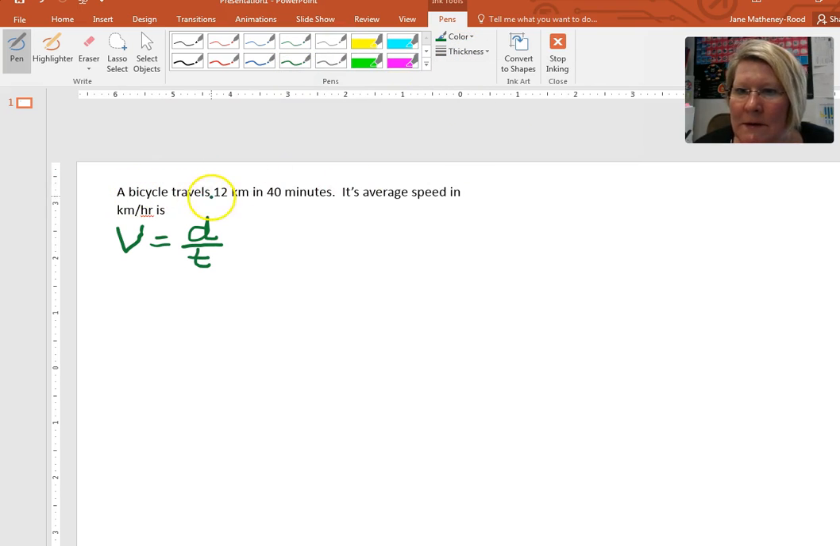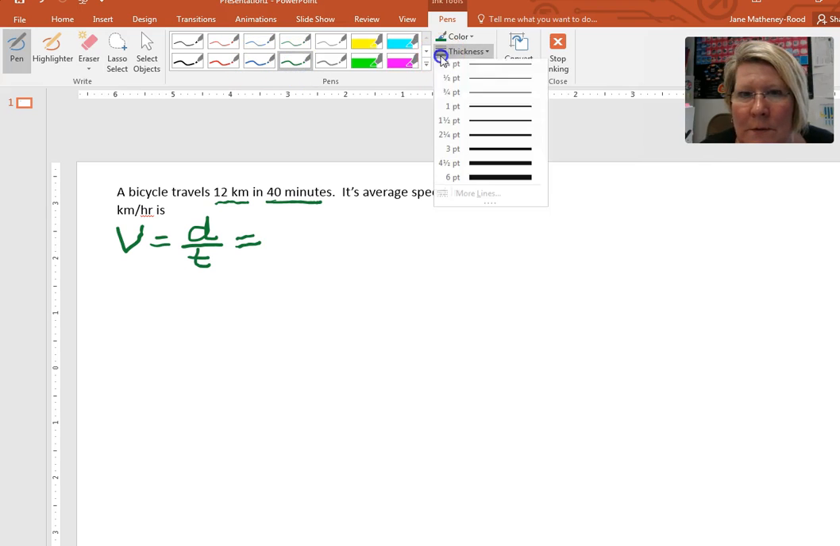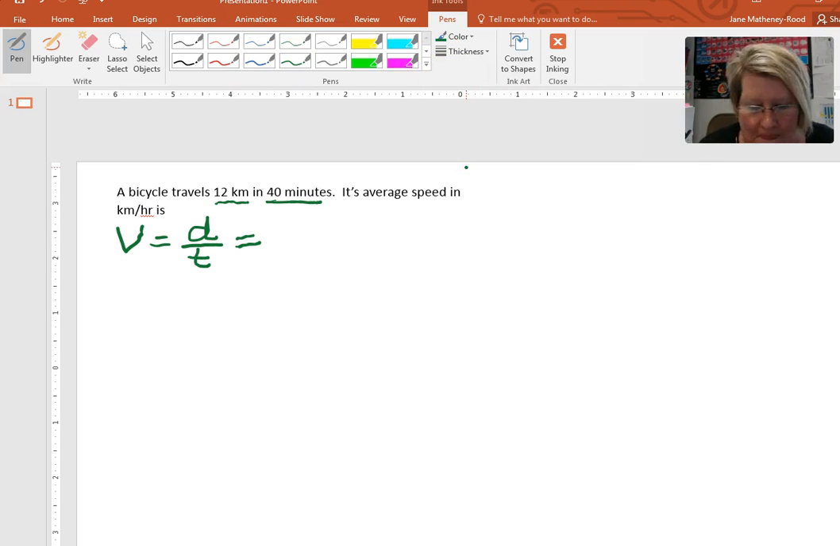We have a bicycle that travels 12 kilometers and it takes 40 minutes to do that. And they want to know the average speed in kilometers per hour, not kilometers per minute. So there's a red flag right there that you need to address the issue of units. Here's our formula. Speed is distance over time. 12 kilometers is the distance. So let's go ahead and put the 12 kilometers in for distance.